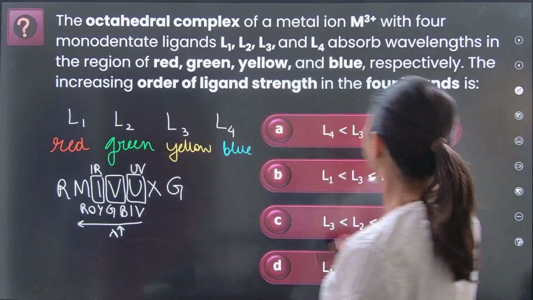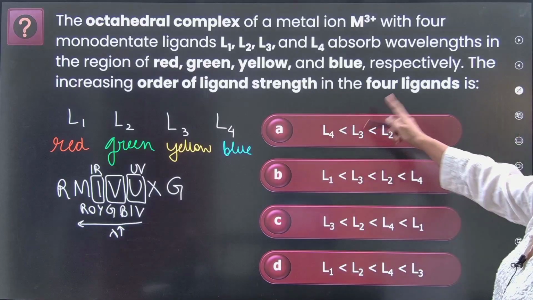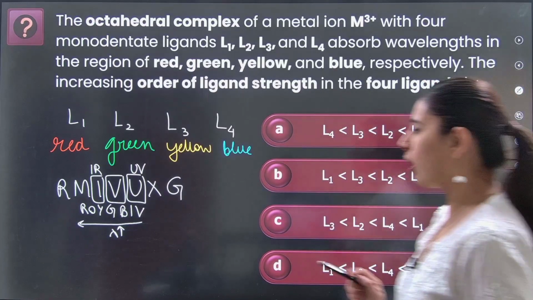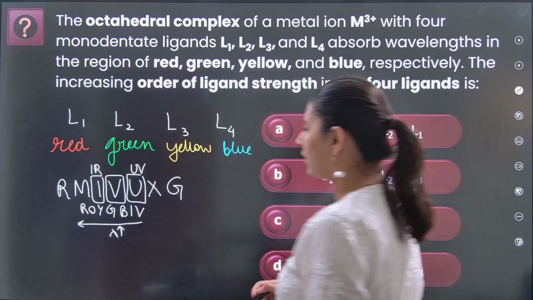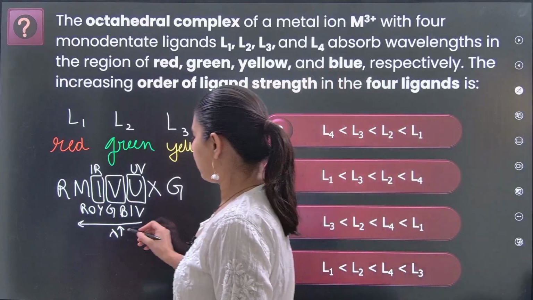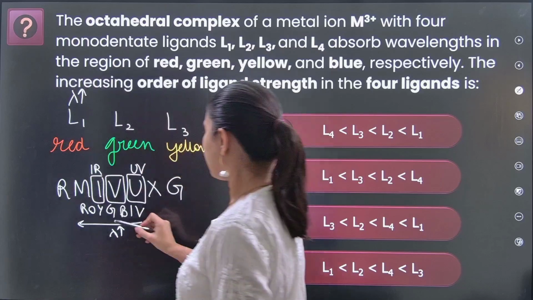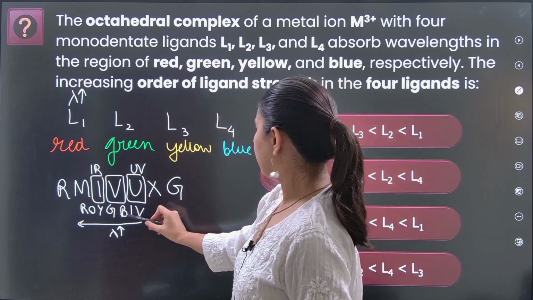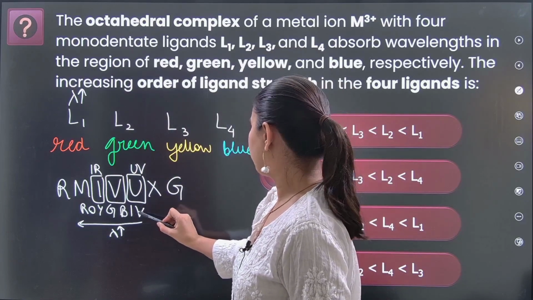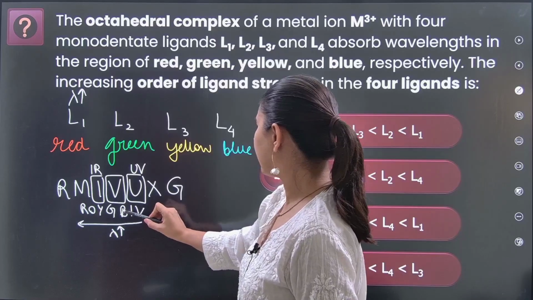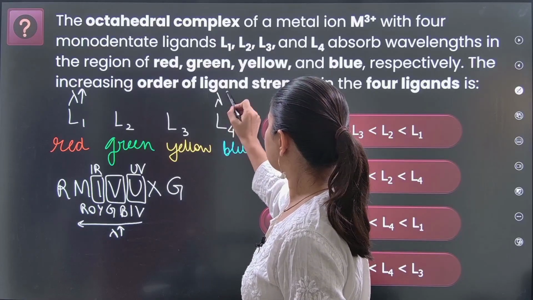What do you have to find out? You have to find out the ligand strength. So from the wavelength, can we talk about the ligand strength? If wavelength is highest here, VIBGYOR, violet we don't have, indigo we don't have, blue we have. The wavelength is minimum here.